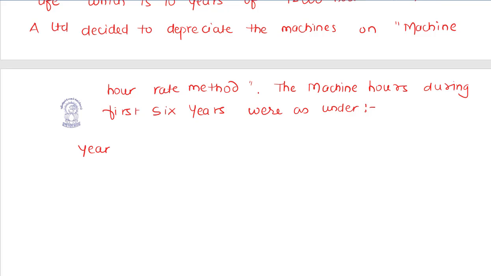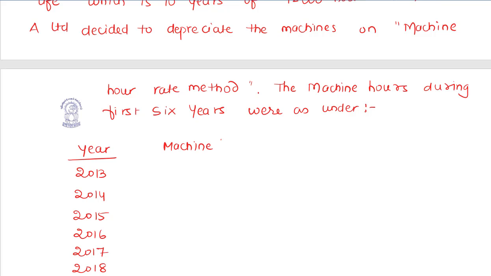Year, year 2013, 2014, 2015, 2016, 2017, and 2018.